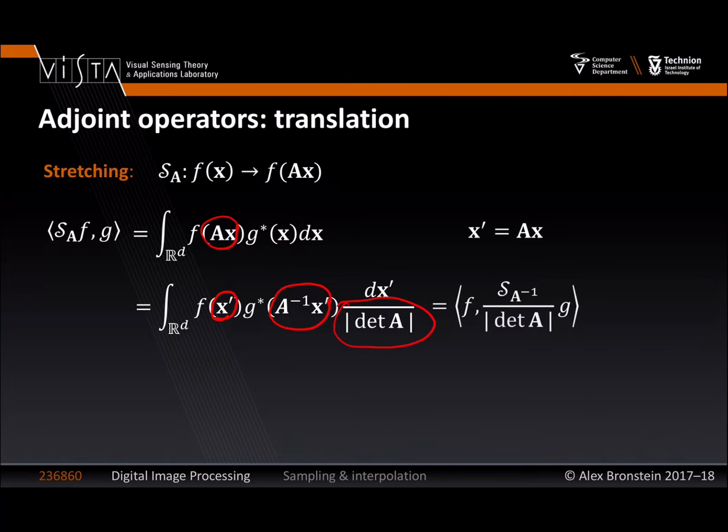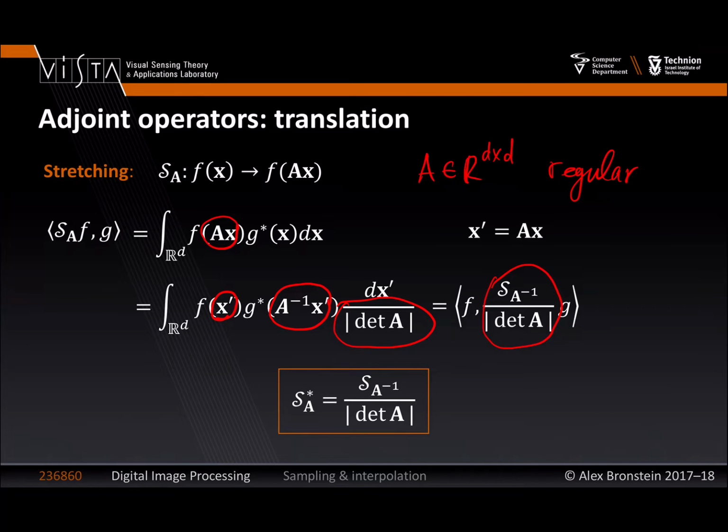Okay, so let's write it like this. It is the inner product of f with this operator acting on g. So it's the stretching by A inverse, and also scaling of the function by the inverse of the determinant of A. Okay, and we'll see this scaling further when we talk about sampling on general lattices. A is a d by d regular matrix. It can be anything, but it must be invertible. Otherwise, it's not a coordinate transformation. Okay. So this is our stretching.